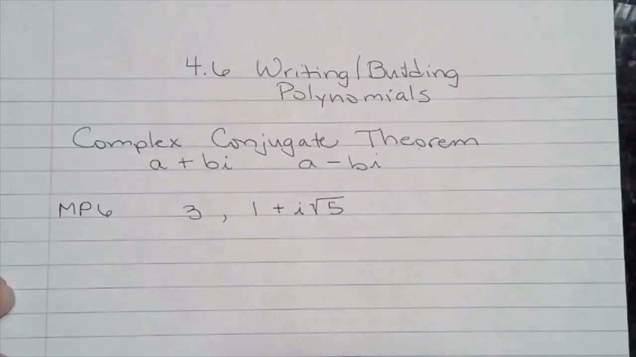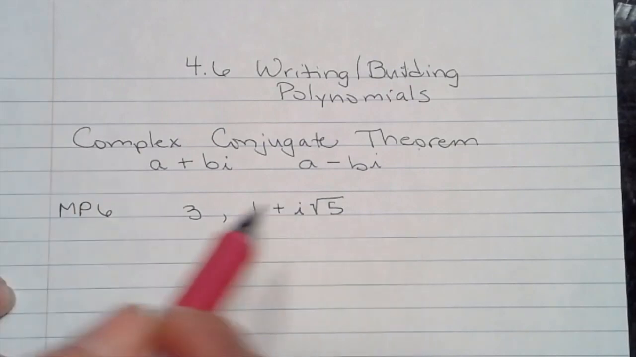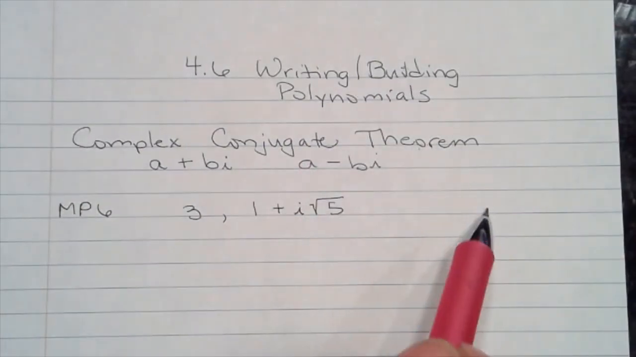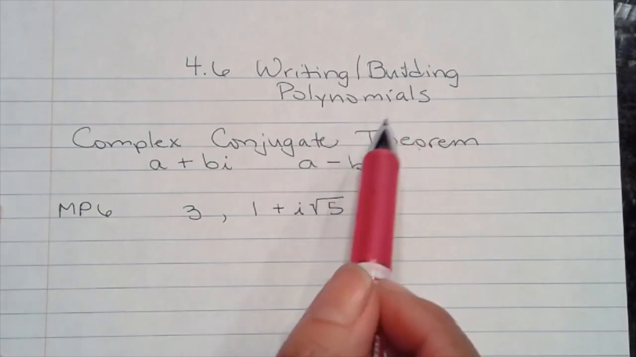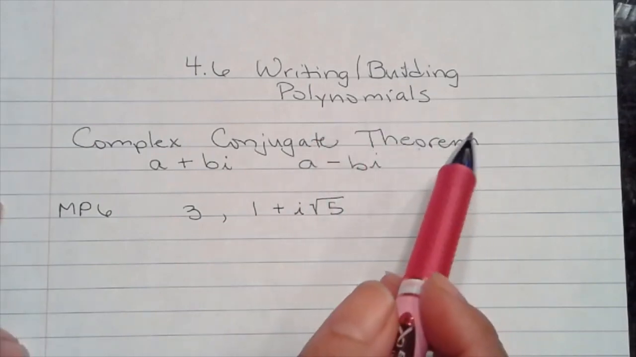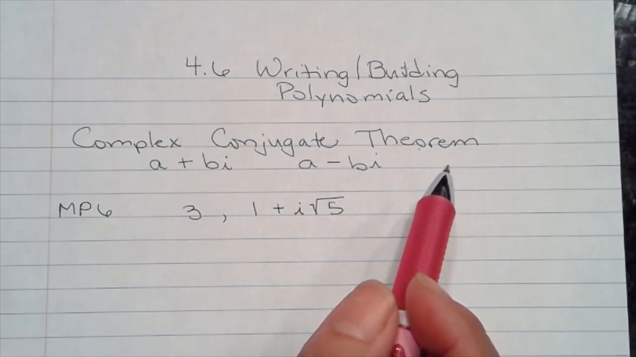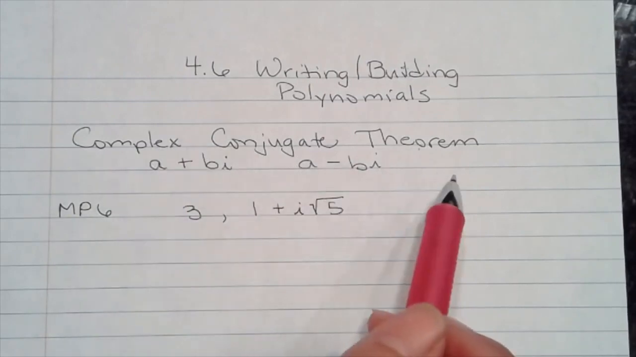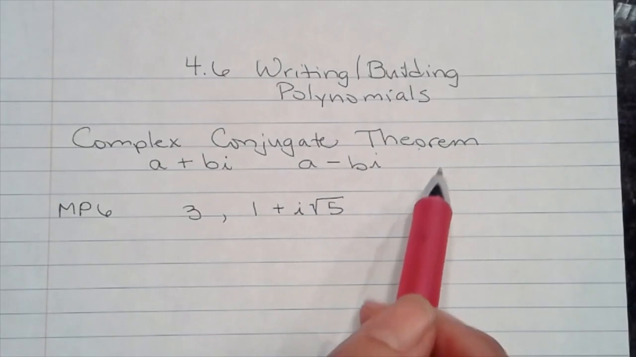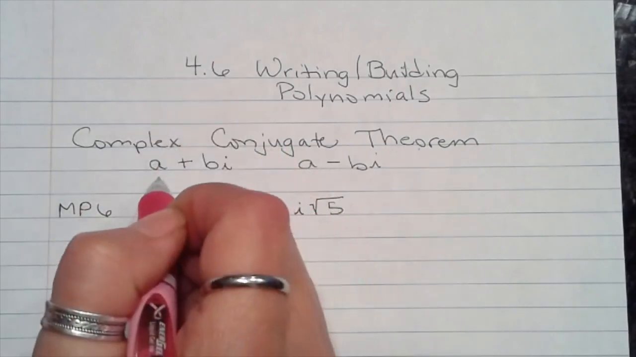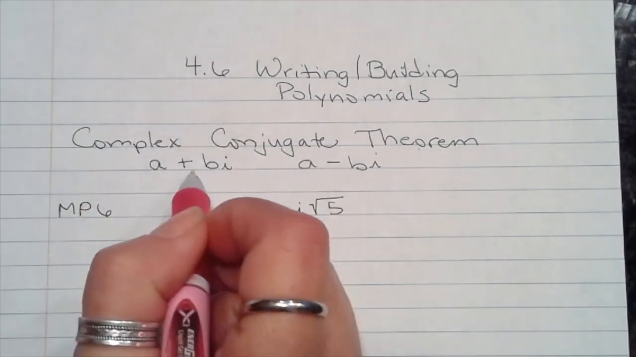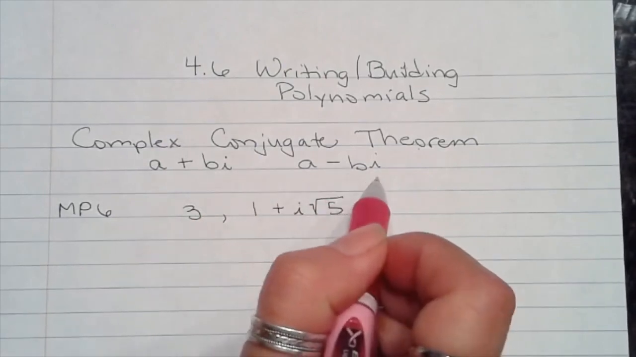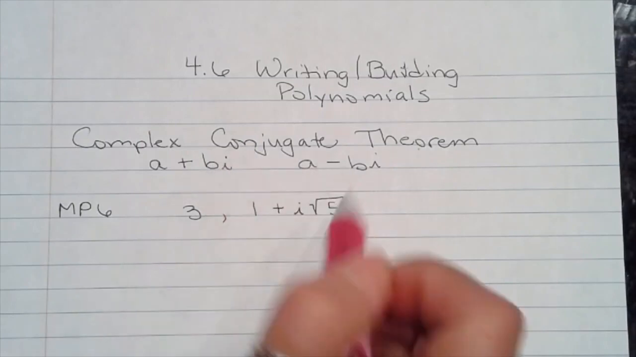Okay, so we're taking a look at section 4.6, writing polynomials, which is just an extension of 4.5. Some people call it building polynomials from the roots. I want you to take a look at page 199. It talks about the complex conjugate theorem, which is very similar to the irrational conjugate theorem. It's stating that if one of the roots is a plus bi, then its conjugate, which is a minus bi, is also a root, and vice versa.